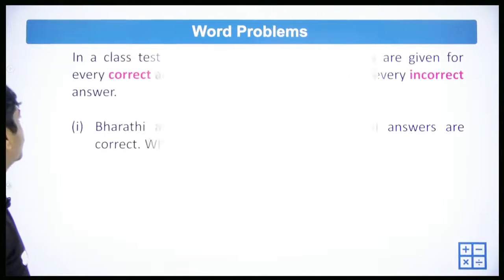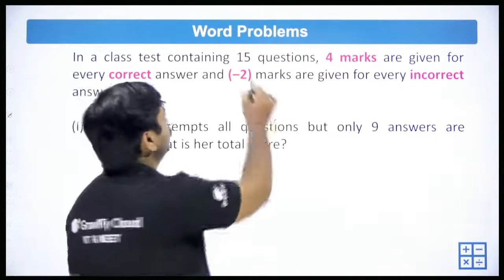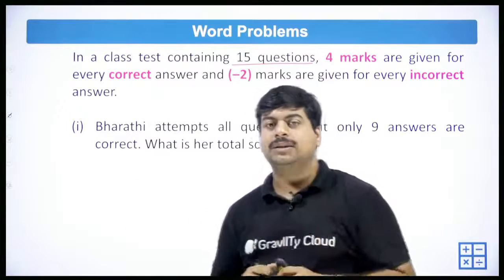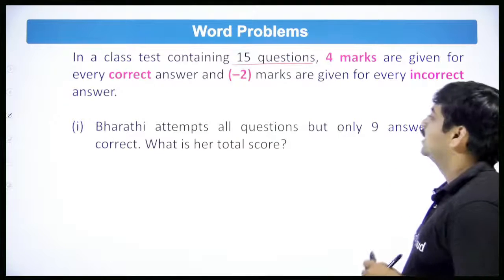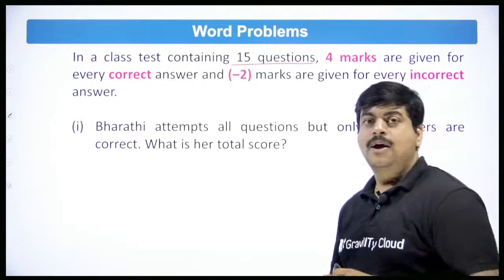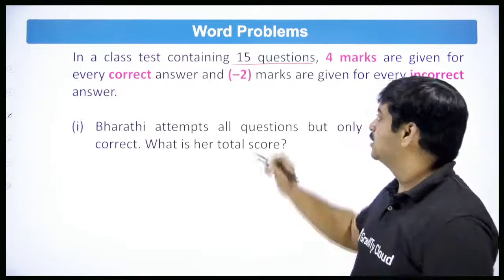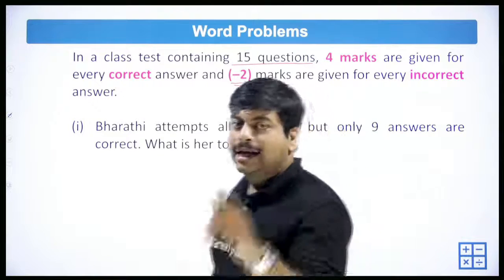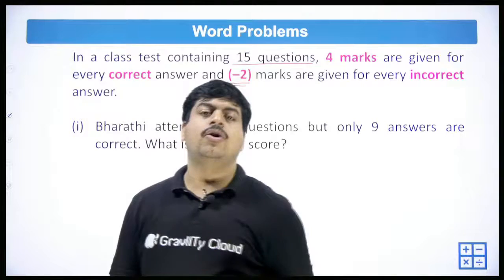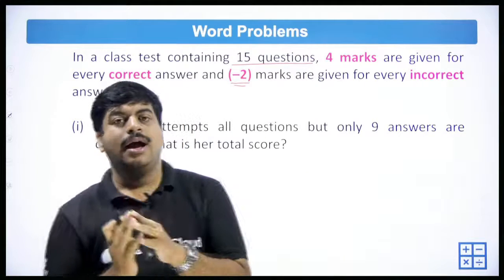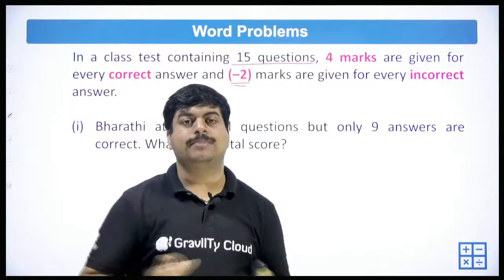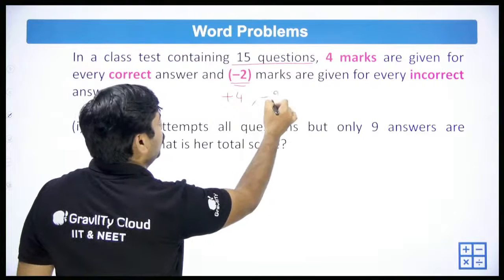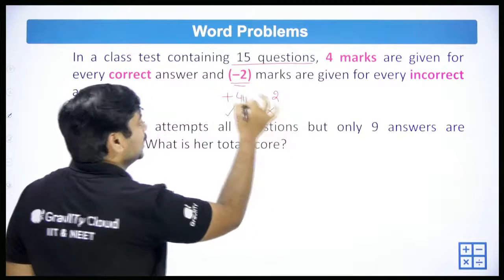What is the next question we are having? In a class test containing 15 questions, you're writing an exam. The total questions are 15. The point here is 4 marks are given for every correct answer and minus 2 marks are given for every wrong, incorrect answer. It's not that you will get 0 marks for a wrong answer. Here you are having negative marking. Negative marking means if you write wrong, you will lose marks. So, plus 4 and minus 2. That is the evaluation. If you get a correct answer, plus 4. If you get a wrong answer, minus 2.